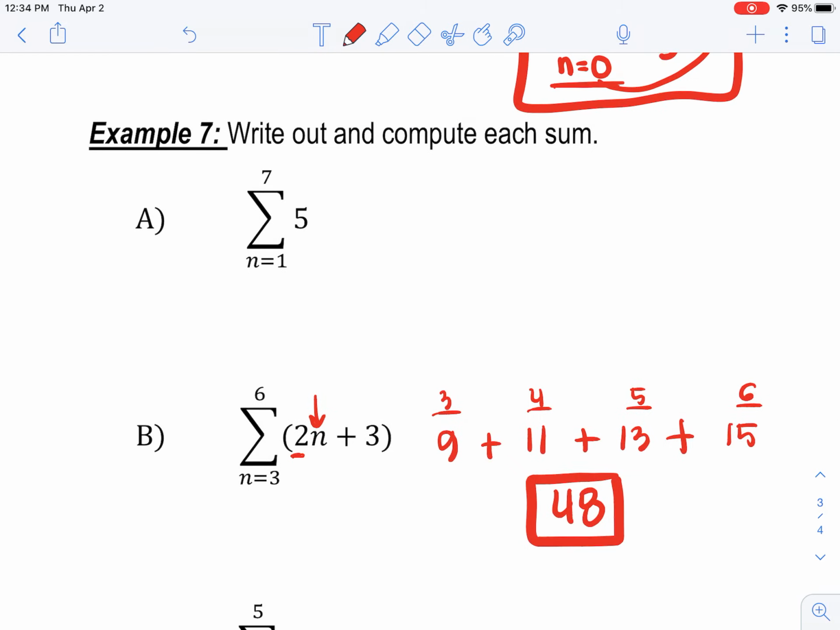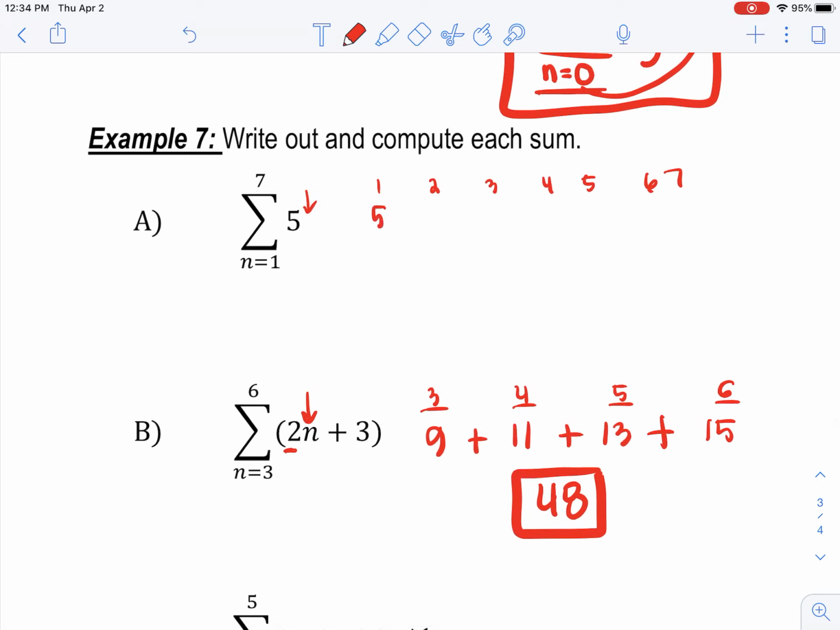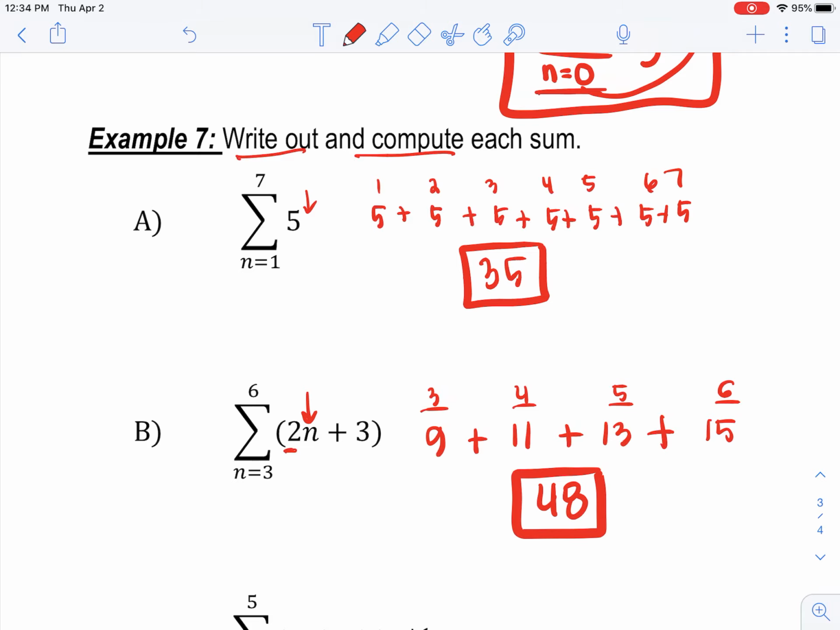All right, let's go back to the first one here. So you're plugging in 1 through 7: 1, 2, 3, 4, 5, 6, and 7. Let's go ahead and plug in 1 for n. I go to plug in 1 for n, and there is no n. I get an automatic output of 5. So I always get an automatic output of 5. But then I have to add those all up. 35. Now some of you might be saying, oh, can we just put down 35? Write out and compute. So on this one, no.